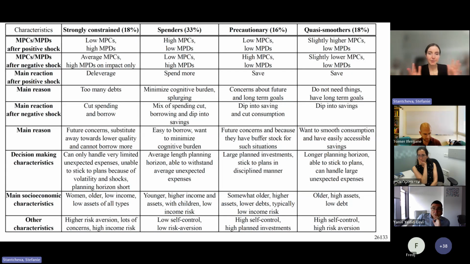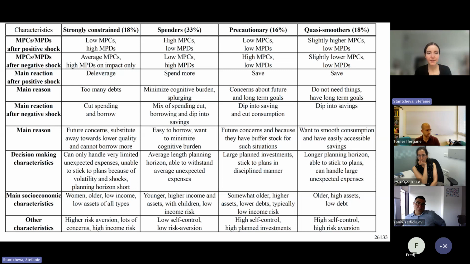So I think the table provides basically all the info, but the strongly constrained are what you might imagine, which are people who are in general low income, lower asset types. But what's interesting is their main reaction is really to deleverage after a positive shock. And after a negative shock, their reaction is mainly to try to cut spending and also borrow. So they're really distinguished a lot by this borrowing and deleveraging margin. A lot of their action is on the debt side. They don't actually have very high MPCs, contrary to what we might think. They actually have high MPDs often.